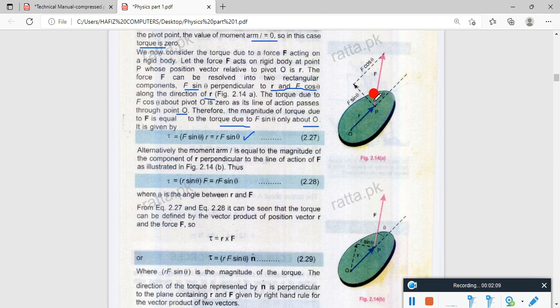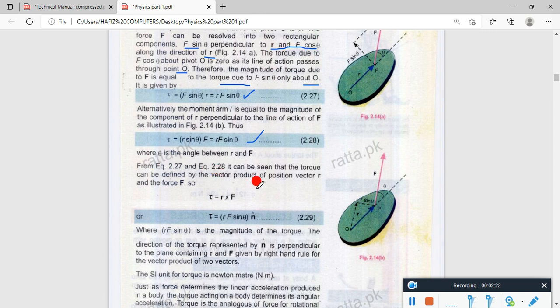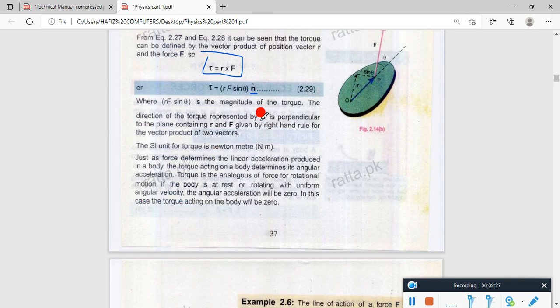This vector is resolved into two mutually perpendicular components. One is F cos theta and the other is F sin theta. It can be seen that the torque can be defined by a vector, R F sin theta, the magnitude of R cross F. Thus the unit of torque is Newton meter.